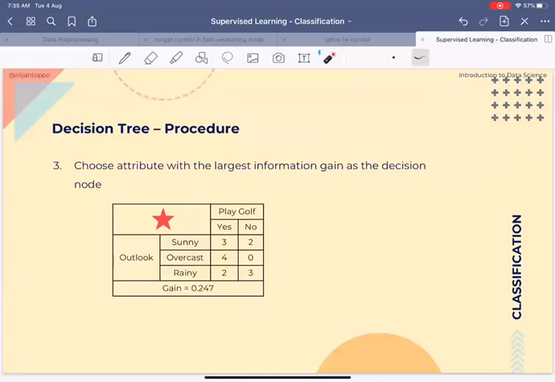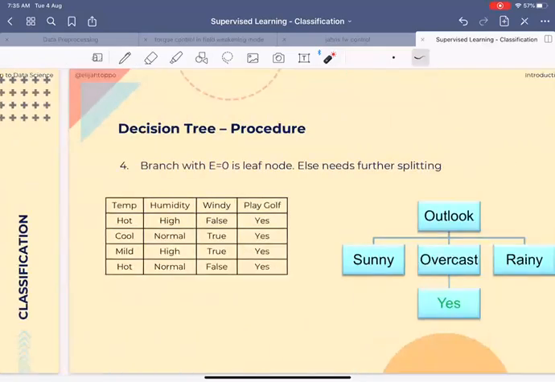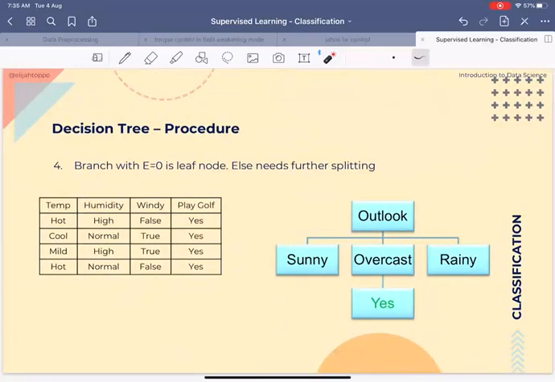So then we choose the attribute with the largest information gain as the decision node. Here we will choose outlook as the decision node. Once we have outlook as the decision node, outlook will become our root node. This outlook can be divided into 3 branches based on the 3 different categories outlook can take: sunny, overcast, or rainy. And for overcast, we have all yeses.